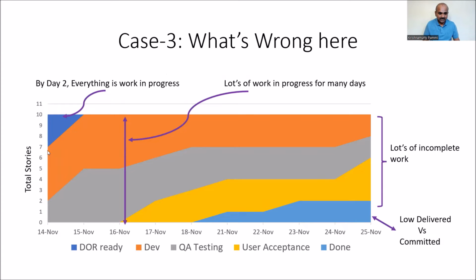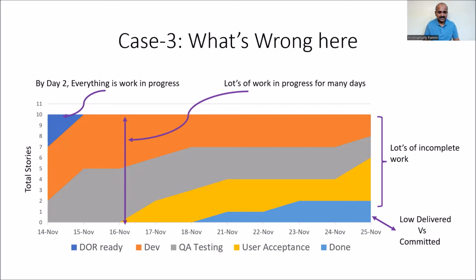If you see here, 14th November, 10 features, total 10 features are there. The team is very good. On the first day itself in development, let's go from here. The gray is QA testing. So they have 2 features in QA testing, and 4 features are in development queue, and 3 features are in the dev or ready status. That means here 0 to 2 QA, 2 to 7, that means 7 minus 2, 5 features are in development queue, and 10 minus 7 is 3. These 3 features are in definition of ready state.